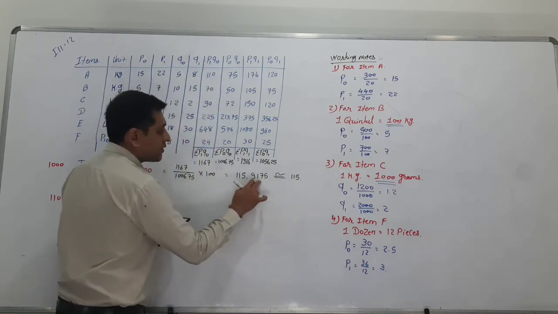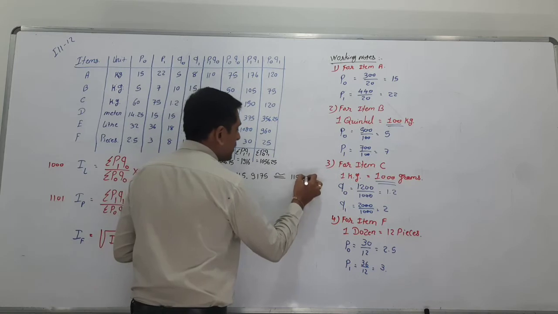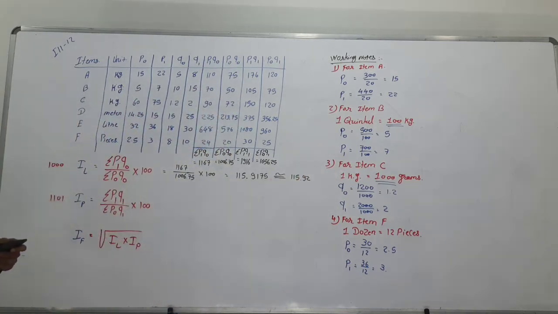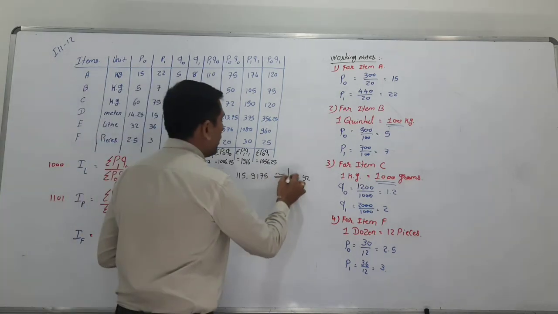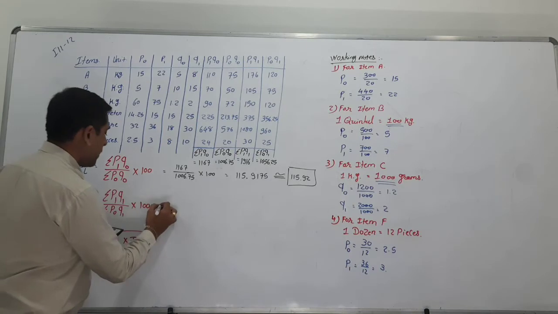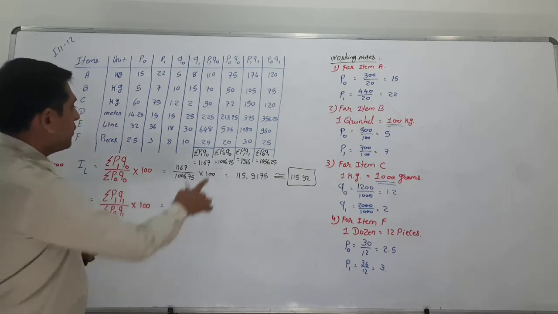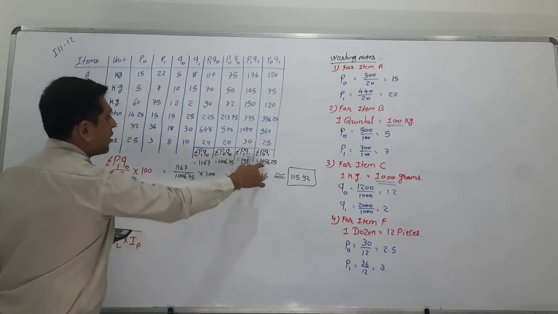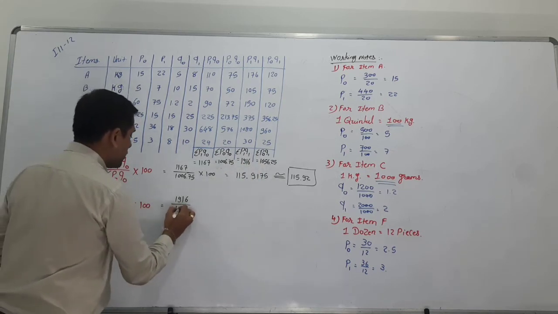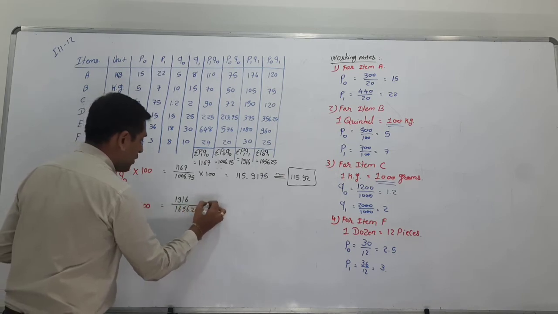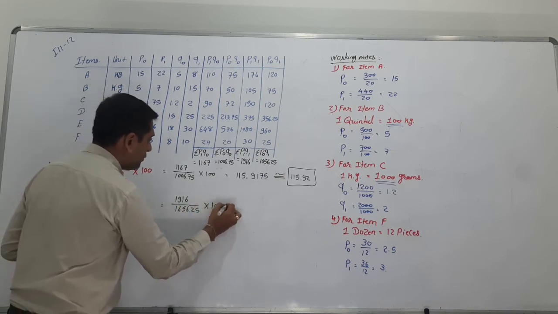Here 7 is the third digit, that's why I have to add 1 here, that is 92. The last pair's index number is 115.92. Right? Now the Paasche, P1 Q1 1916 divided by 1656.25 into 100.